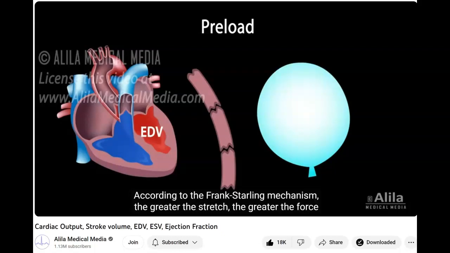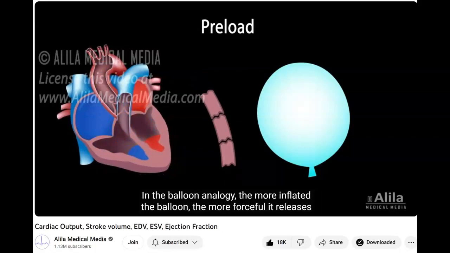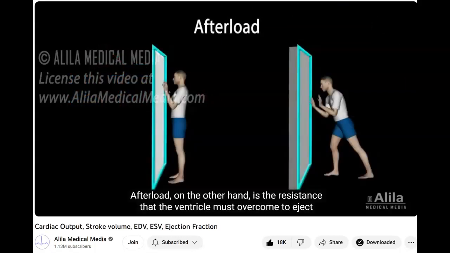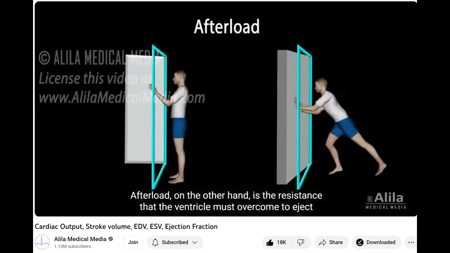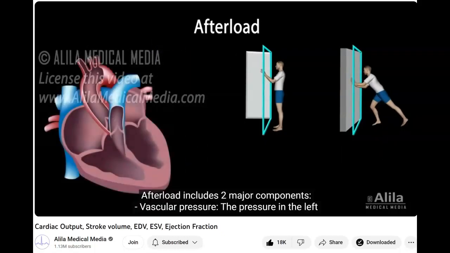According to the Frank-Starling mechanism, the greater the stretch, the greater the force of contraction. In the balloon analogy, the more inflated the balloon, the more forcefully it releases air when deflated. Afterload, on the other hand, is the resistance that the ventricle must overcome to eject blood. Afterload includes 2 major components: vascular pressure.